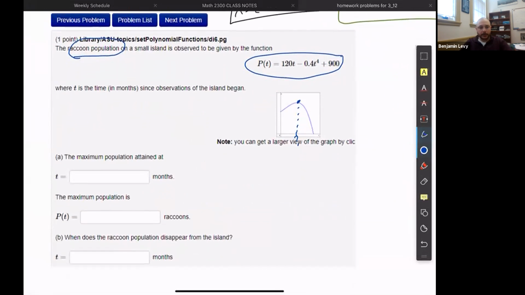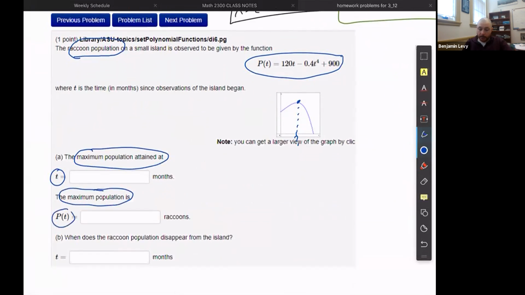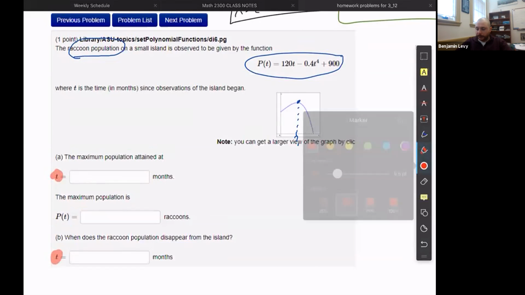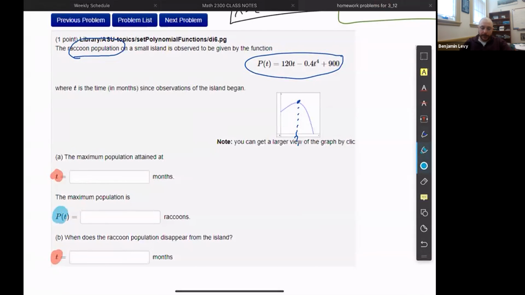The thing I want to point out though, there's 3 questions, right? The maximum of population is obtained at some t value. The maximum population is some p value. And then there's a third question about when the population disappears, and it's also a t value. So notice these 2 things are t's, and this one's asking for a p, right? If we want to find the max population, that's the same thing we just did in the last problem.